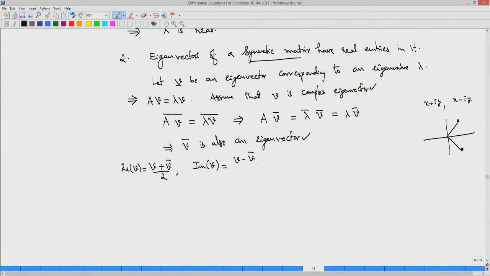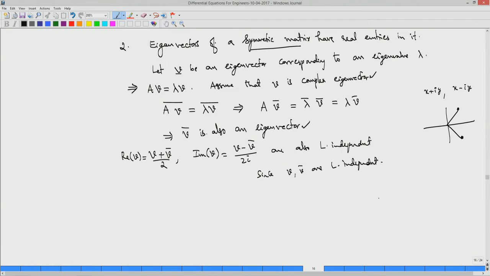V minus V bar divided by 2i. Okay. So, if we choose this, if V and V bar are linearly independent, the real part of V and imaginary part of V, the sum and difference, are also linearly independent, since V and V bar are linearly independent. If they are complex, yes, they are linearly independent.